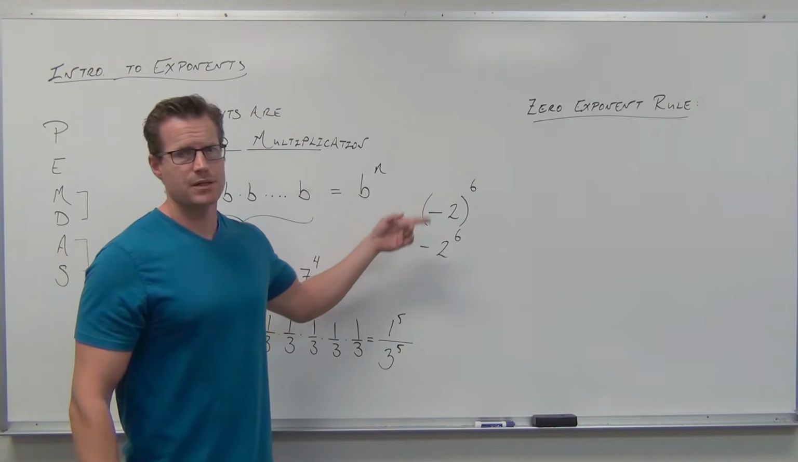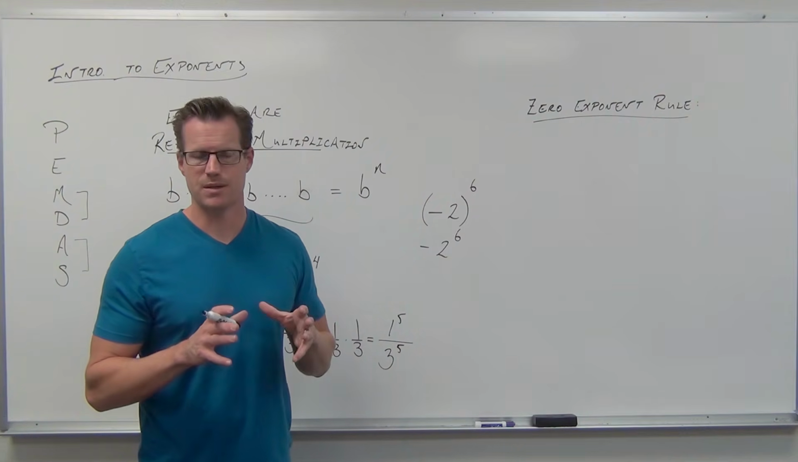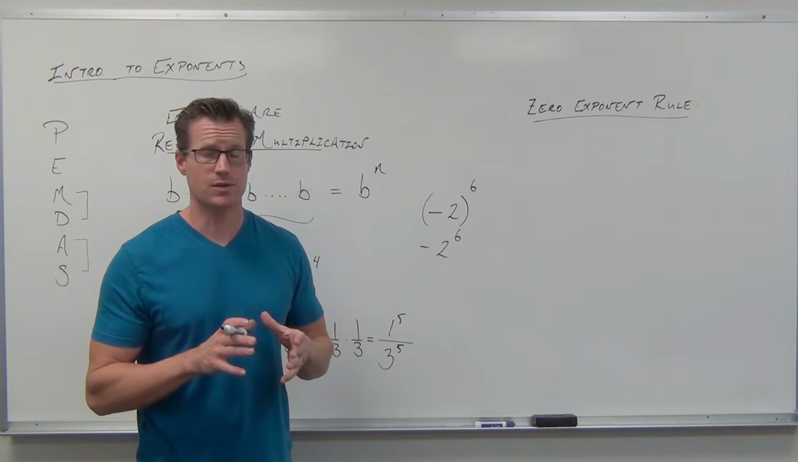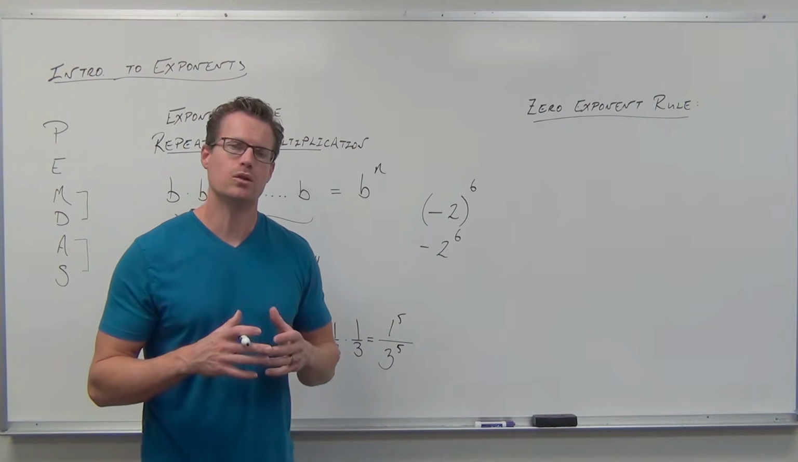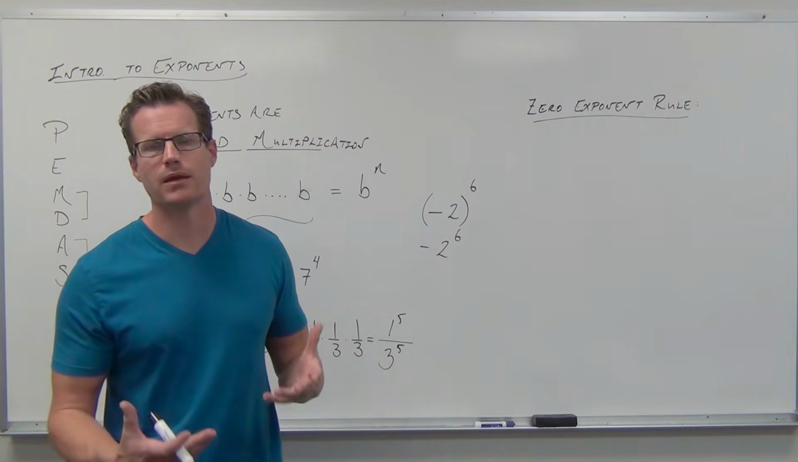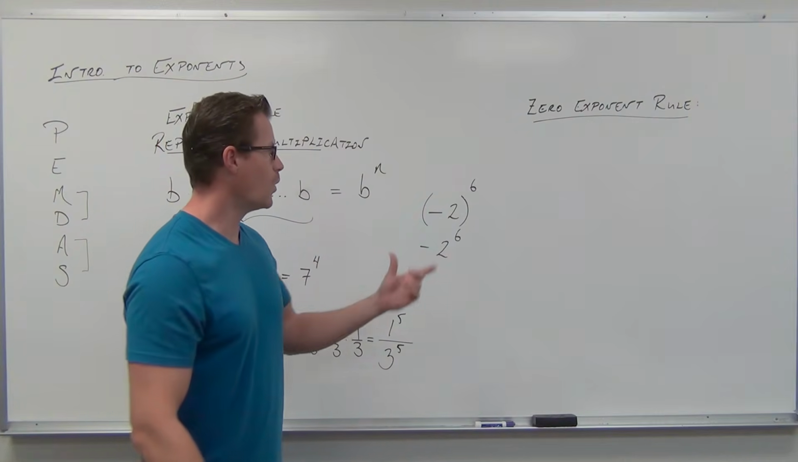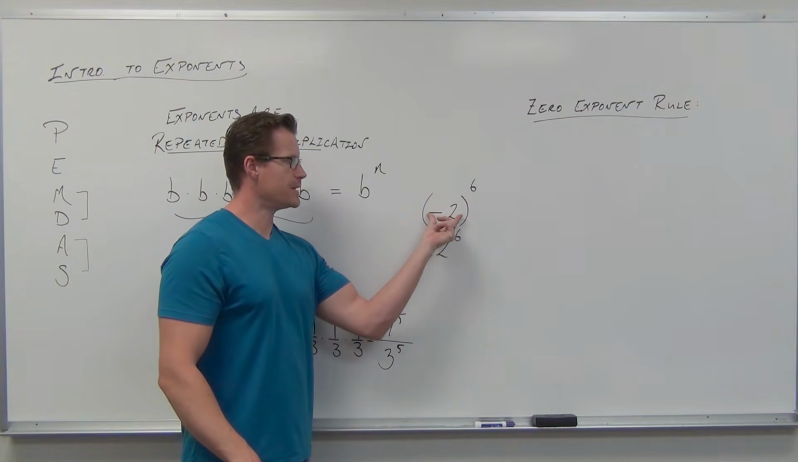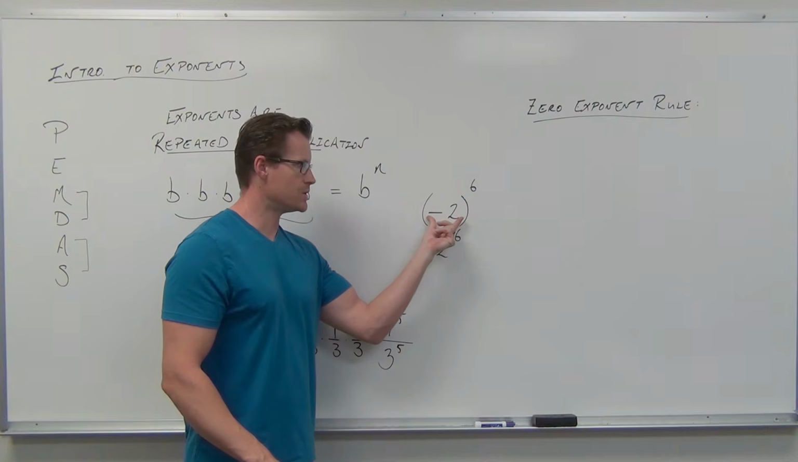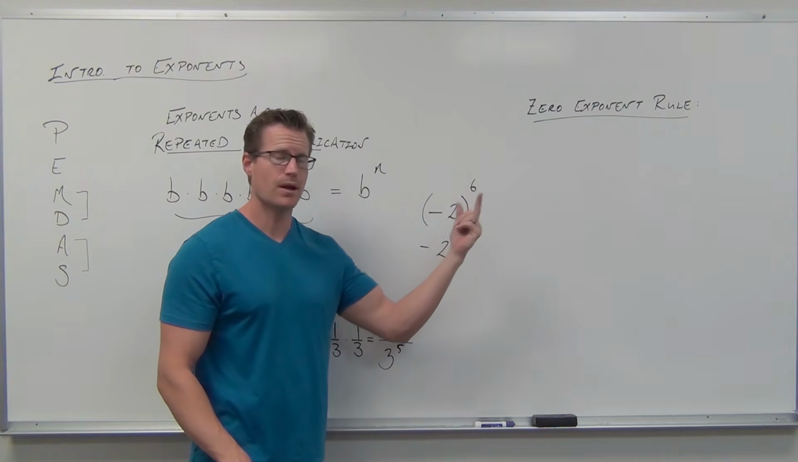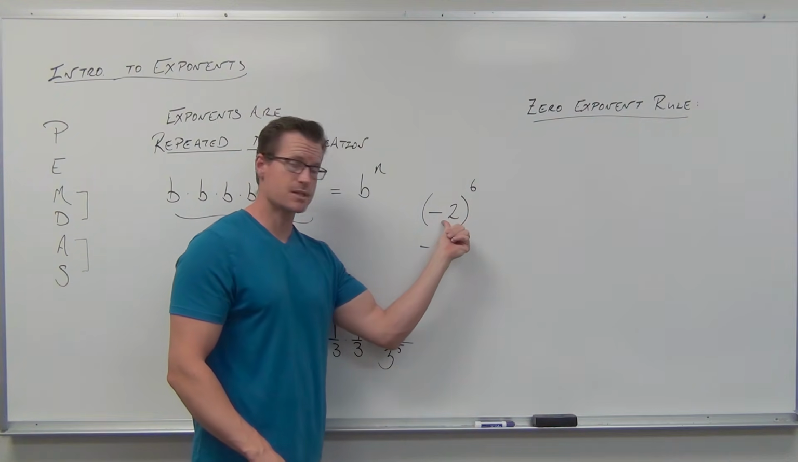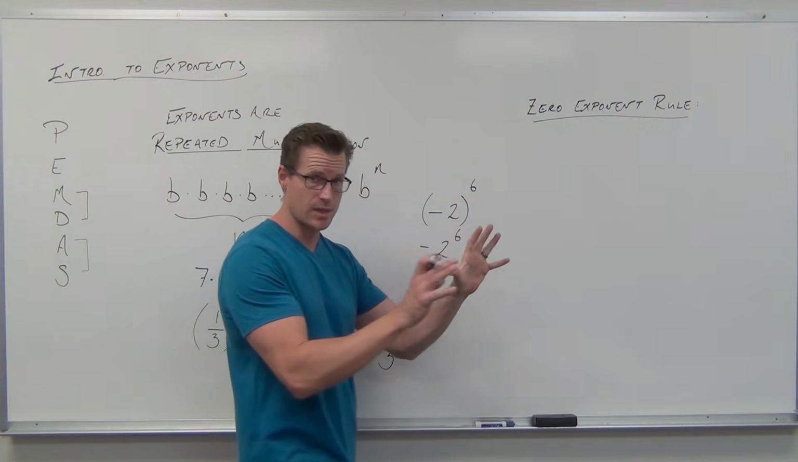These are not the same number. They're not the same answer. They don't mean the same thing. A lot of people think they mean the same thing. They don't. What this means is the entire expression, -2, being raised to the 6th power. This is repeating this -2 6 times. That's what that means.